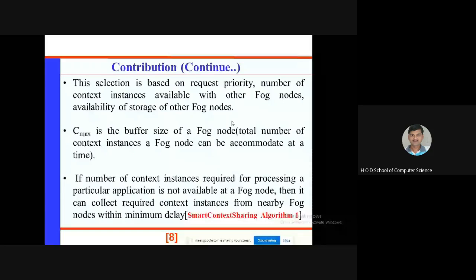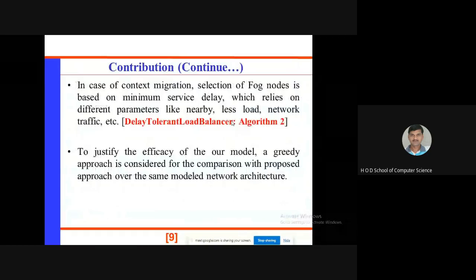So that is the algorithm one, the smart context sharing algorithm. Then next, in case of context migrations, the selection of the fog node is based on the minimum service delay, which relies on different parameters like proximity, less load, and network traffic. That is the delay tolerant load balancer, algorithm 2. These two algorithms efficiently handle the number of context instances required for a particular application to be solved within its critical delay. To justify the efficacy of our model, that is the purpose, right?